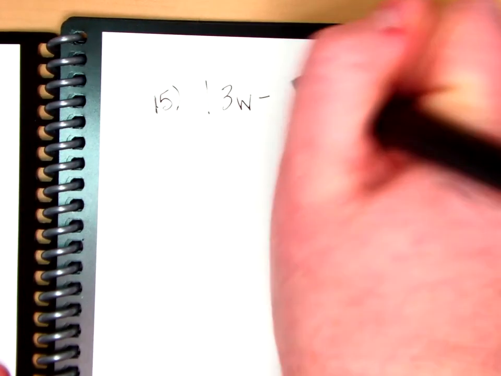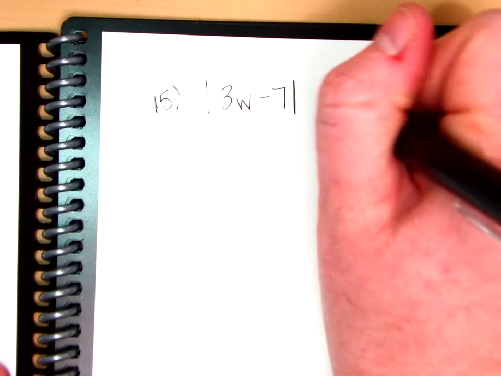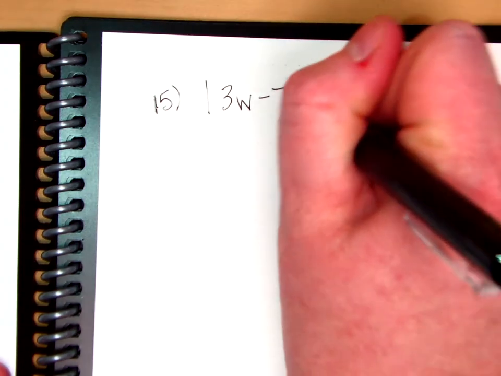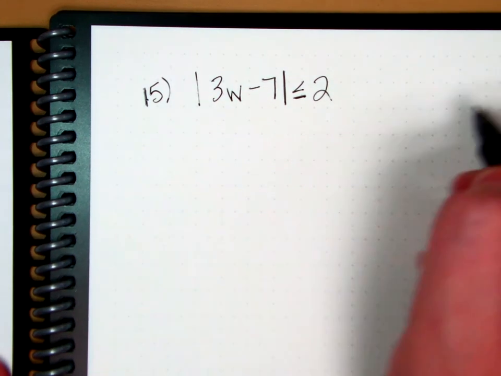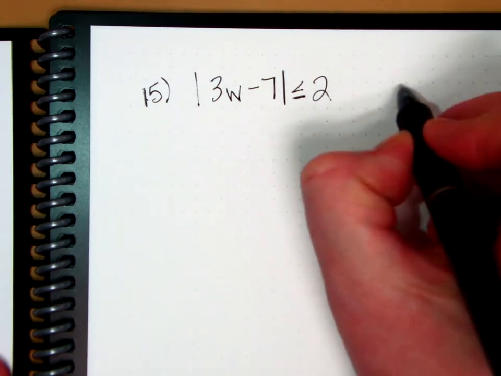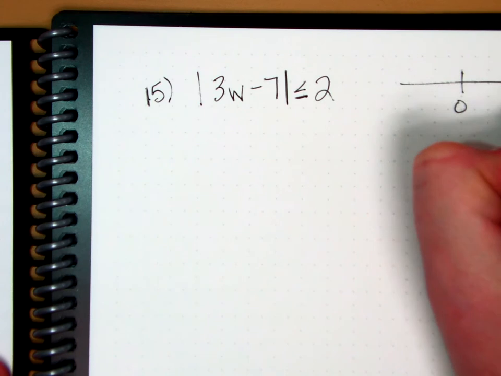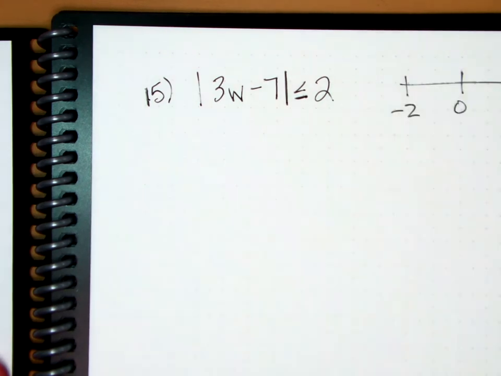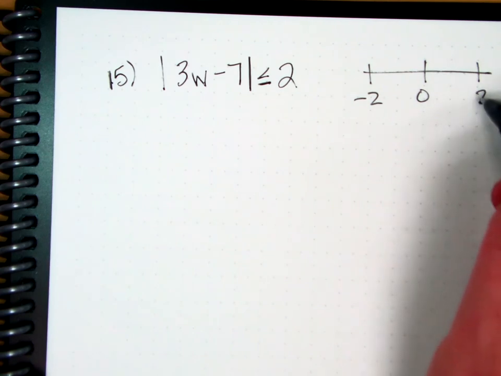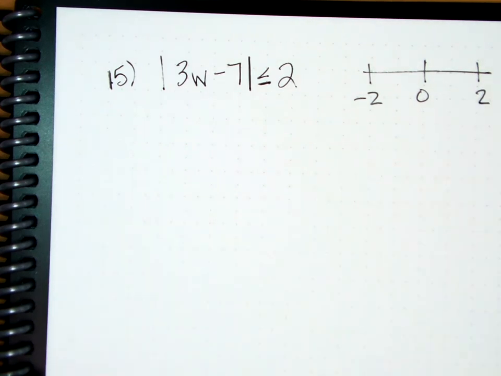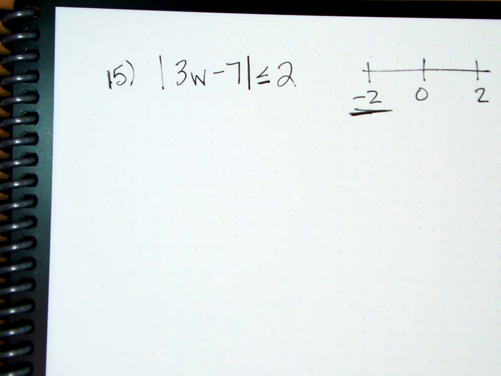15, absolute value, 3w minus 7, absolute value, 2. Less than or equal to. So just like before, we want two numbers that are equidistant of 2. So I have a 0, so I could be 2, or I could be negative 2. So when I do this case, that's fine. It's exactly as is. What happens here when I do this case? What happened to my 2? It changes its sign, so you also have to change your inequalities.